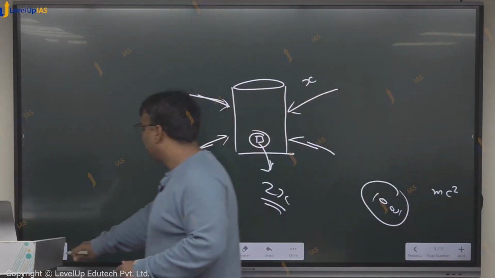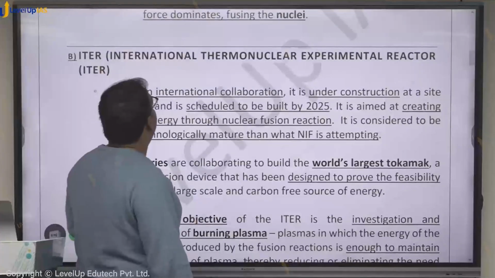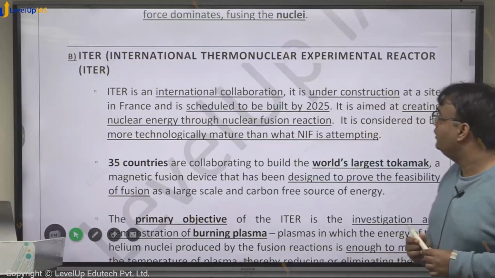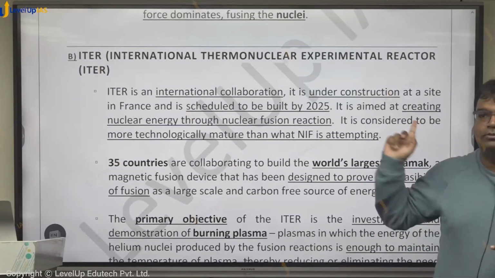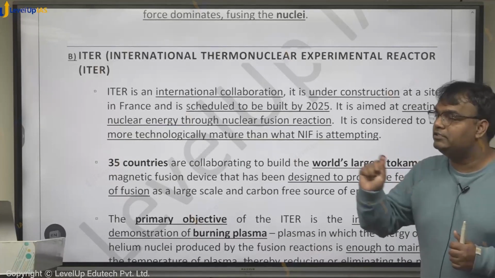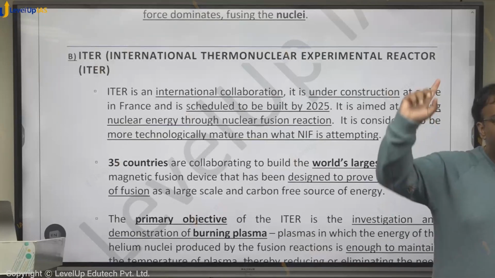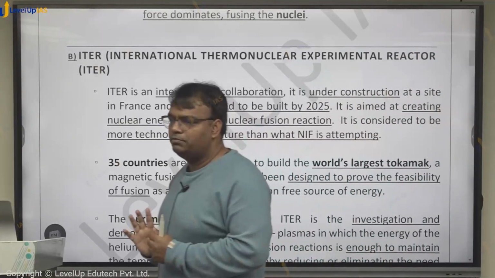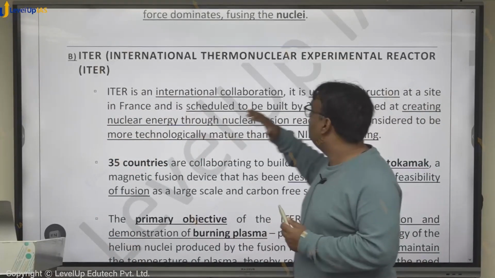What is the second method? The magnetic confinement method, whose most important experiment is the International Thermonuclear Experimental Reactor. UPSC has asked this twice in the last 15-20 years. Once in the 2016 preliminary examination: if the ITER experiment is successful, what will be the advantage for India? You will see it in the PYQs. Once sometime in the 2000s. Twice, a question has been asked about ITER. Let's come to the International Thermonuclear Experimental Reactor.